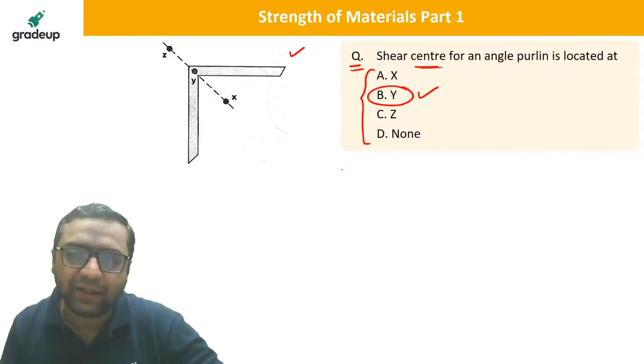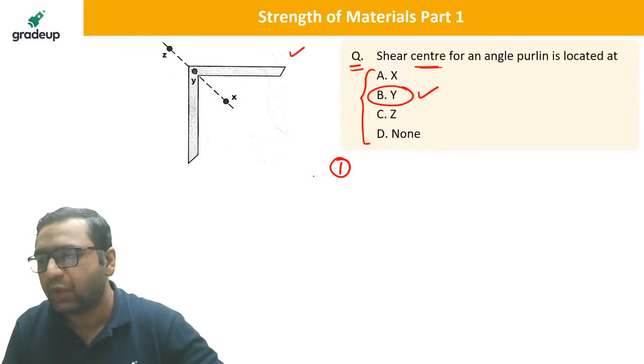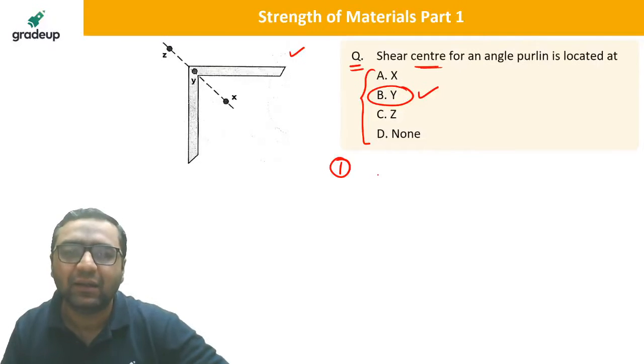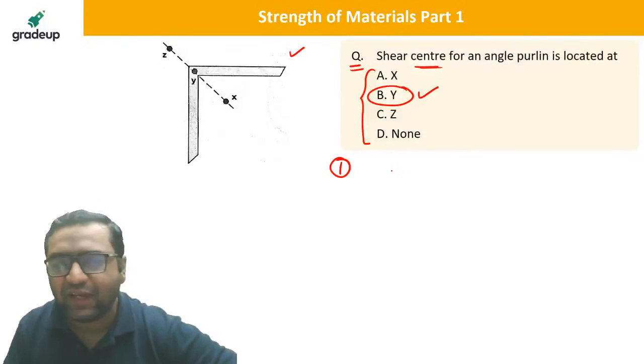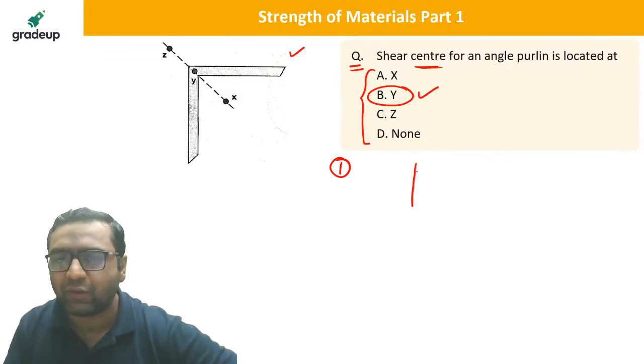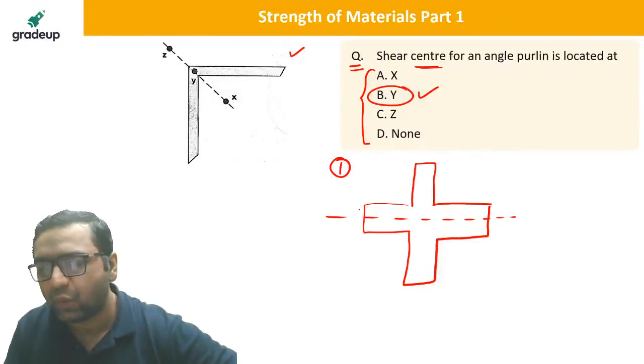There are two fundamental rules which are used for shear center, and the very first fundamental rule is this one. If any given cross section is symmetrical about any axis, like let us say we are having this plus cross section, and this section is symmetrical about the x-axis, then the shear center will lie on it.